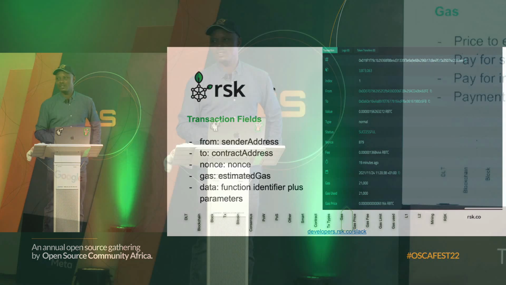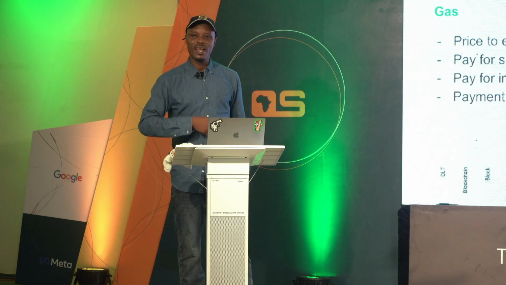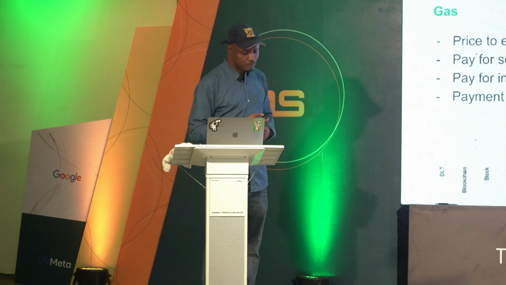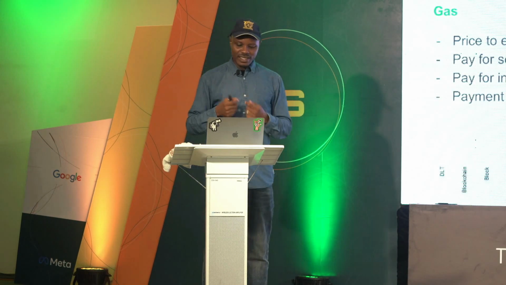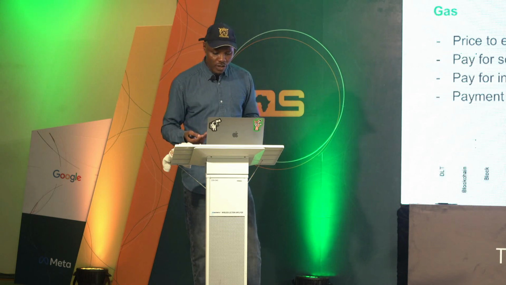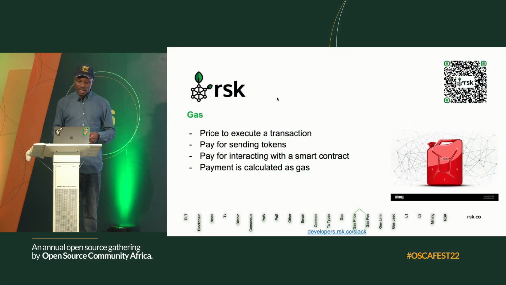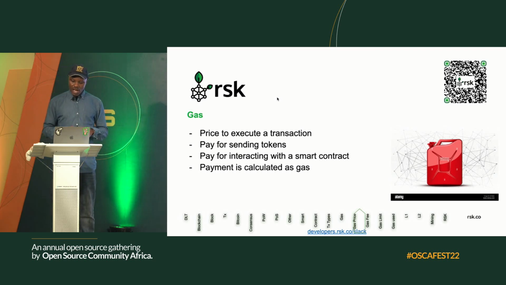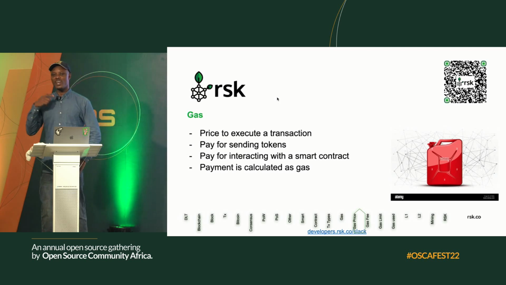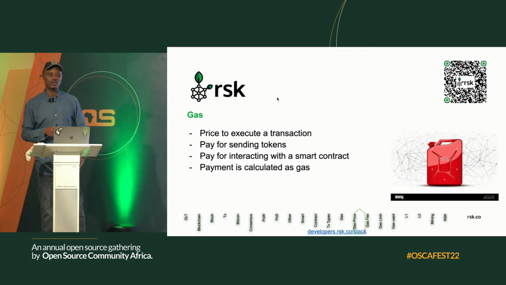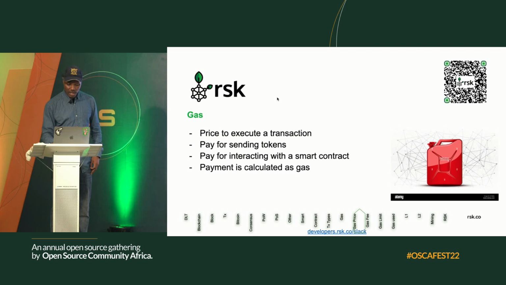So gas, I don't like to describe it using the traditional gas, but it's somehow kind of similar. Gas is the internal pricing for running a transaction. When you send tokens, interact with smart contracts, or do anything else on the blockchain, you must pay for that computation. And that payment is calculated in gas. So whatever you do on the blockchain, as you're sending cryptocurrencies and all that, interacting with smart contracts, you pay using gas.